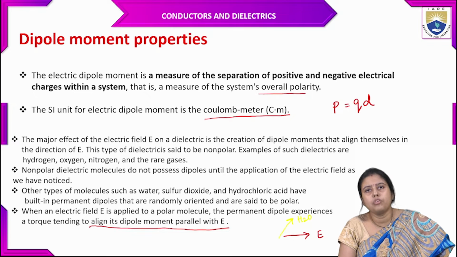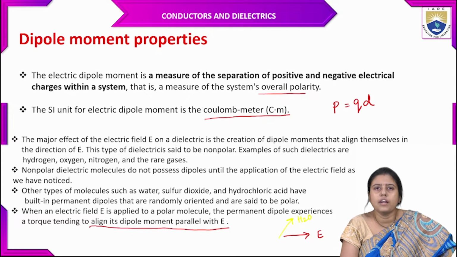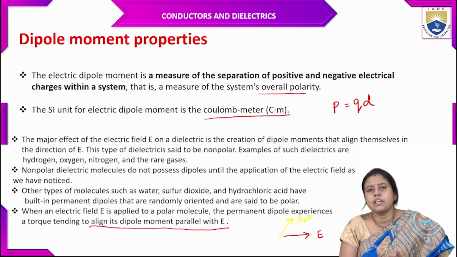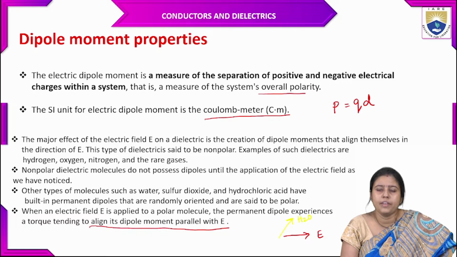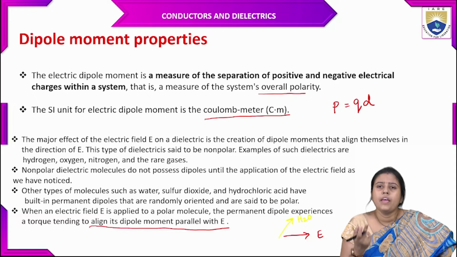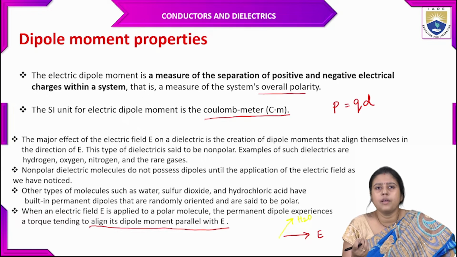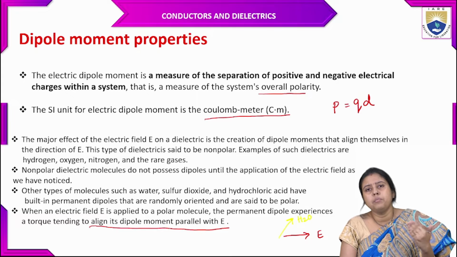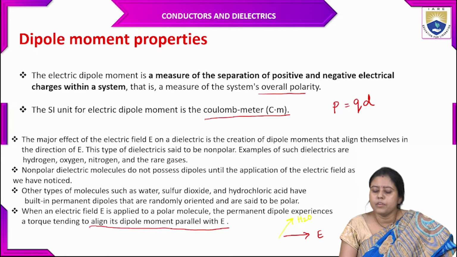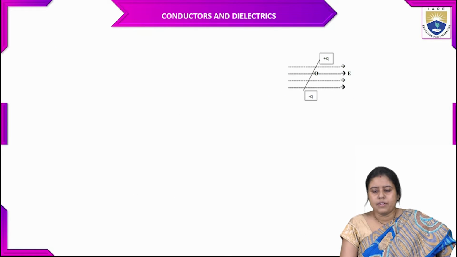Dipole moment is of two types, nonpolar and polar. What is nonpolar? Nonpolar means it shows no dipole moment in normal conditions, but whenever we apply a field, it will align itself in the direction of the field intensity. Similarly, polar means they have some inherent polarization. Whenever we give a field to them, they will tend to align themselves parallel to E, and it will create some torque. So these are the dipole moment properties.